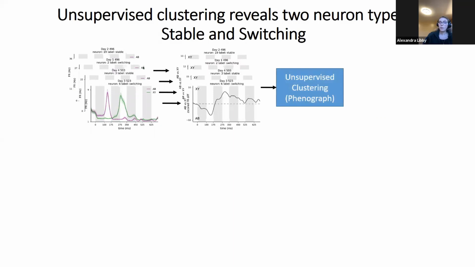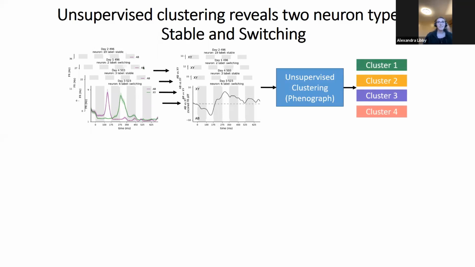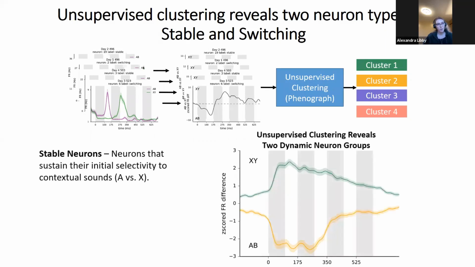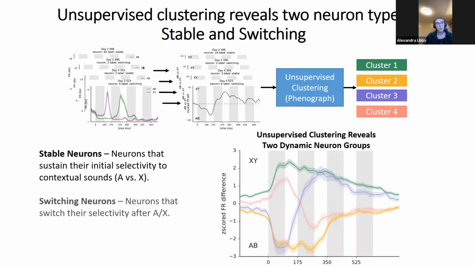And we cluster this, and from the clustering, we found 4 different clusters, and they fall into 2 neuron categories. The first category are stable neurons that sustain their selectivity over the course of the sequence. And the second type of neurons were switching neurons that switch their selectivity after AX. So in other words, by the time the memory period is on, they've changed their selectivity.